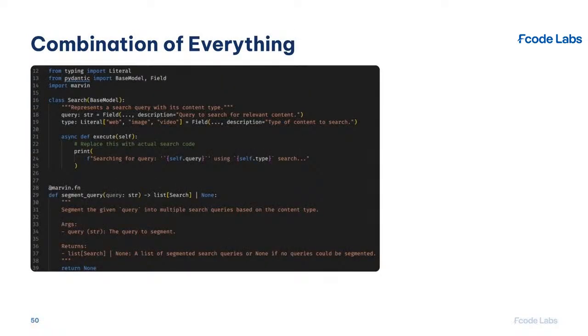In this example, we are storing a query, and we need to do some search action. For the search action, we have three options. We can do a web search, image search, or a video search. And we have written the function to segment the query. It will get the user query and segment the given query into one or multiple of these search operations.